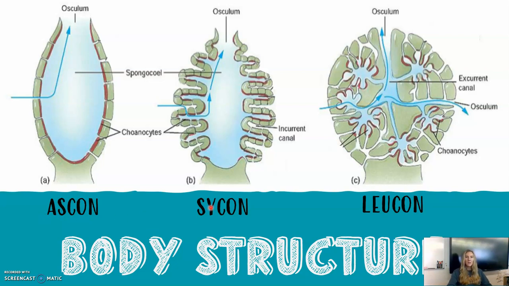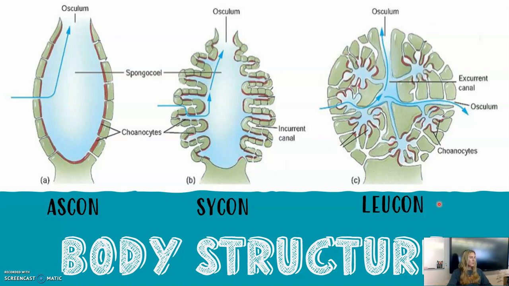We have ascon, sycon, and leucon. Ascon is very basic, and this is the most simple type of organization. Water is going to be entering through the pores on that tube-shaped sponge, and then it'll be expelled through one single opening, or the osculum. Then we have sycon. Sycon is similar to ascon, with a single opening, a single osculum for water to diffuse out of. But there are more infoldings and a little bit more complex canals for water to move through before it leaves through that osculum.